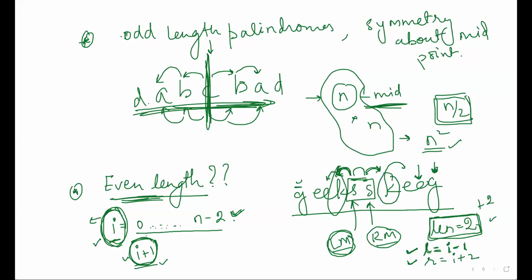You compare these characters, if they are equal, you again do the same thing. L minus minus, R plus plus. Keep on moving in both direction and compare the characters. Okay. So that is what you are going to do. Here also you are not performing more than n square operations. So that's how your code is now optimized from O of n cube to O of n square. Okay. Anyone have any doubt in logic part? They can tell.